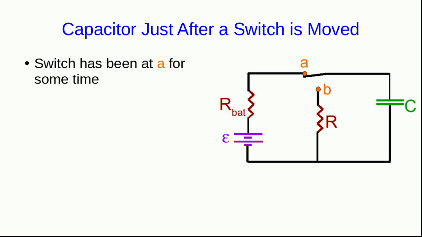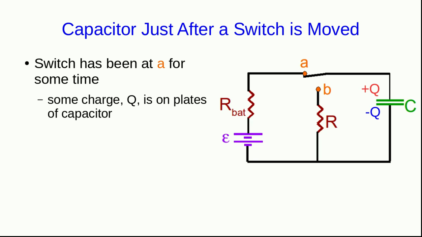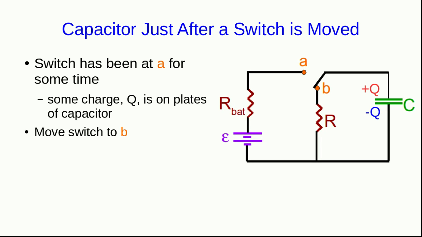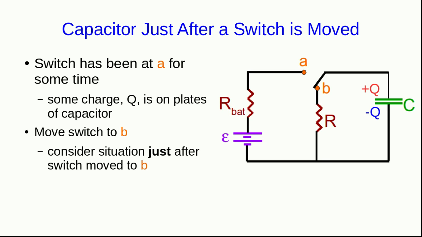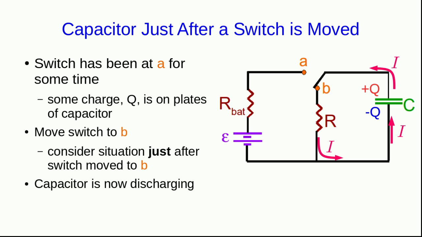So let's think about a capacitor just after we move a switch. This switch has been at A for some time, and we know that there will be some amount of charge on the plates of the capacitor. And let's think about what happens when we move the switch to B. Well, we're going to focus on the situation just after. The capacitor is now discharging, so current is running this way. And that current is a rate at which charge is being transferred from one place to another. But that's a finite rate.